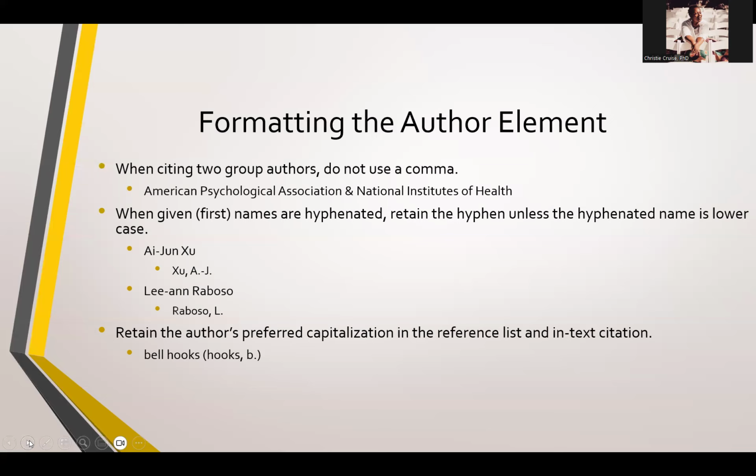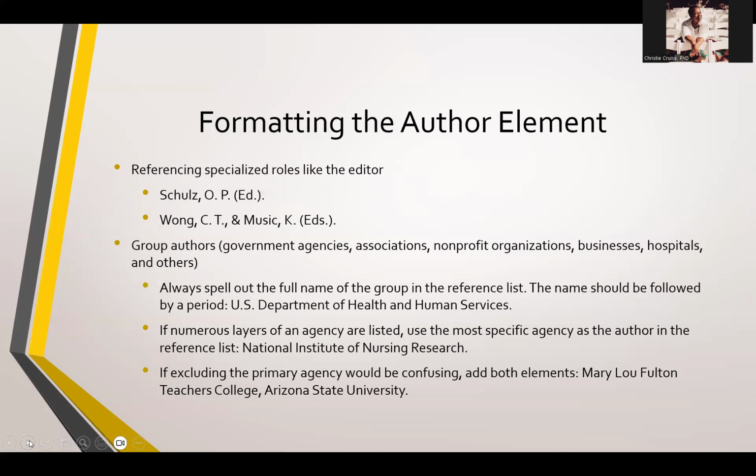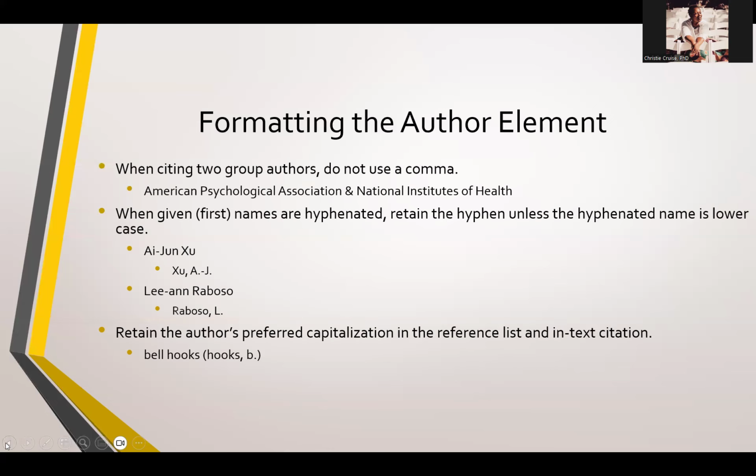You also want to retain the author's preferred capitalization in the reference list and in-text citation. For example, bell hooks does not capitalize her first or last name. And so you want to do hooks, b period, just the way the author prefers it. Let's go back so you can take a look at that and have some time to ponder.